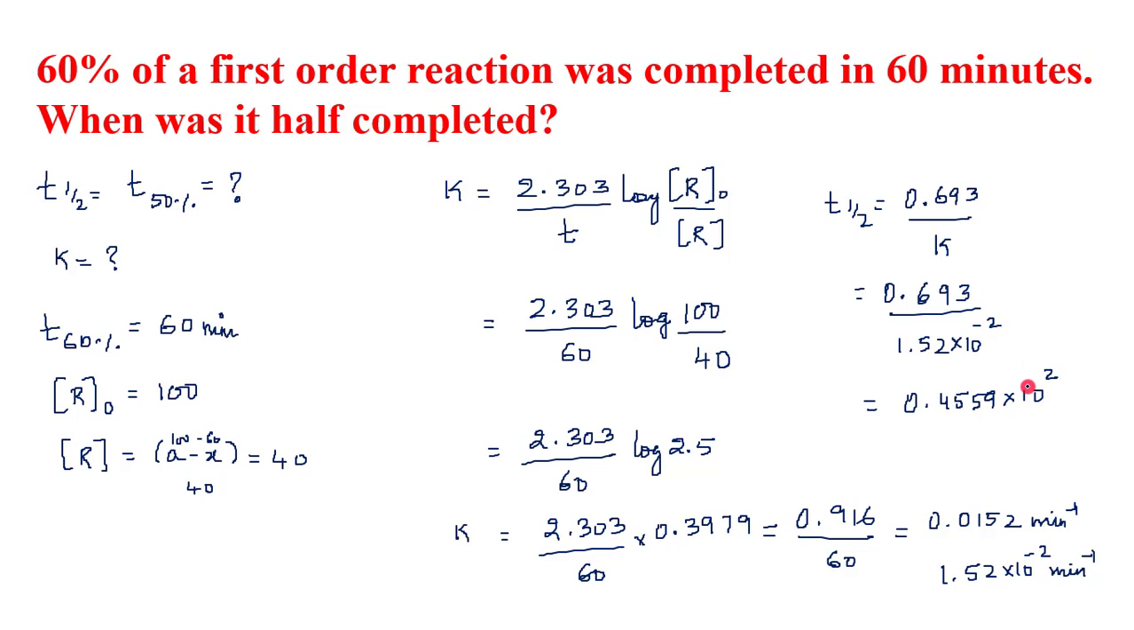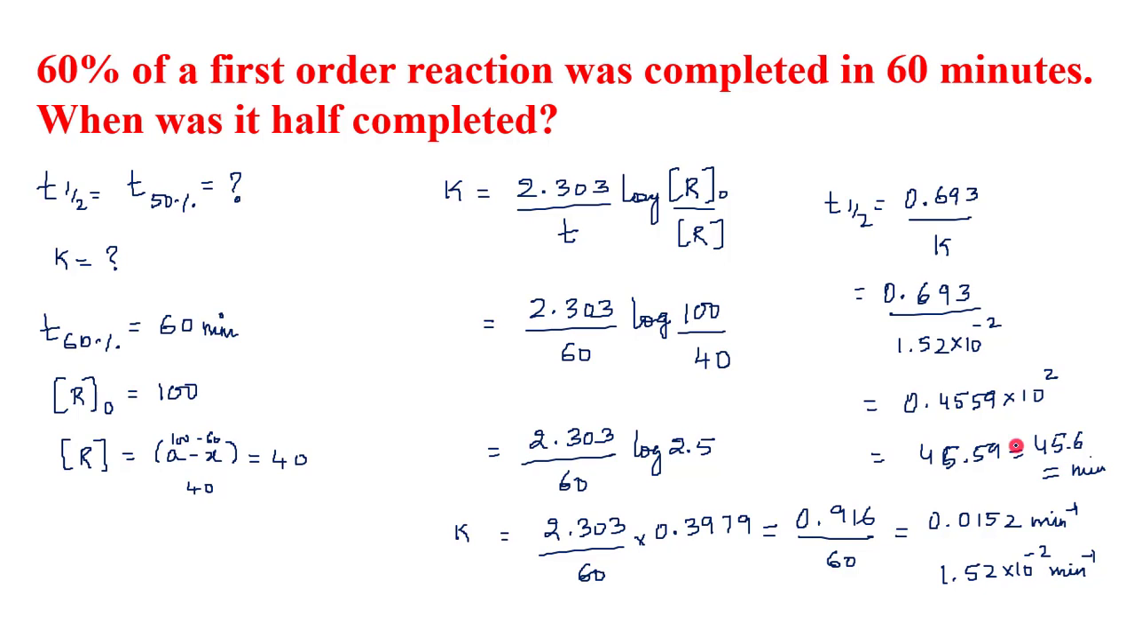When it goes to the numerator, it becomes 10 raised to 2. So you can write 2 digits here, so it will become 45.59, or round off you can write it as 45.6 minutes. 45.6 minutes.